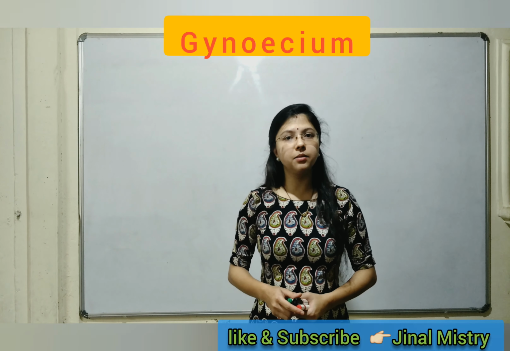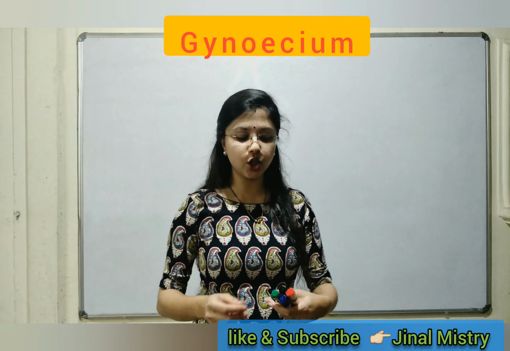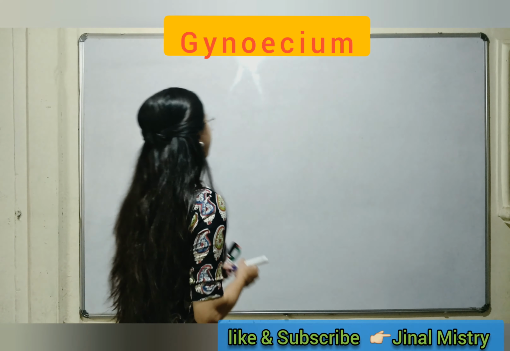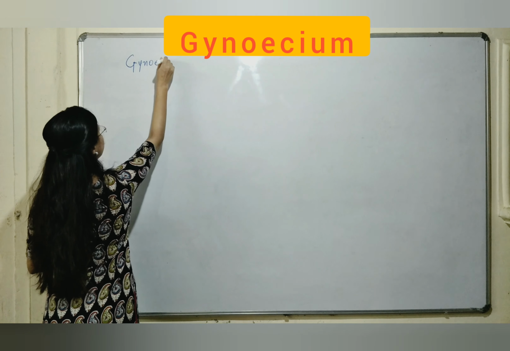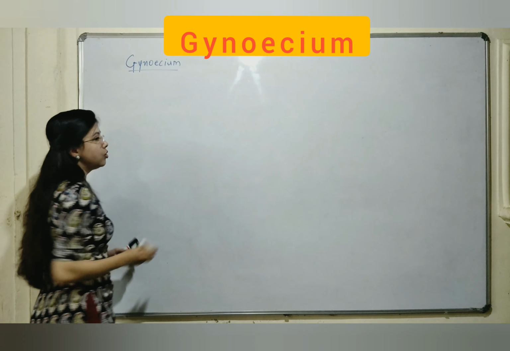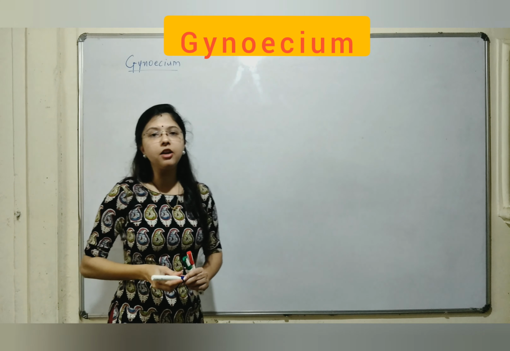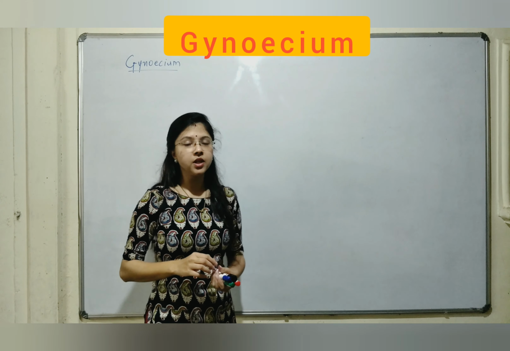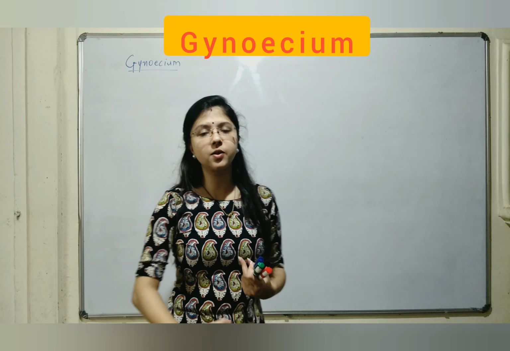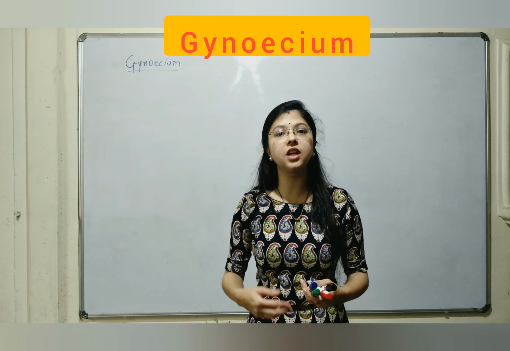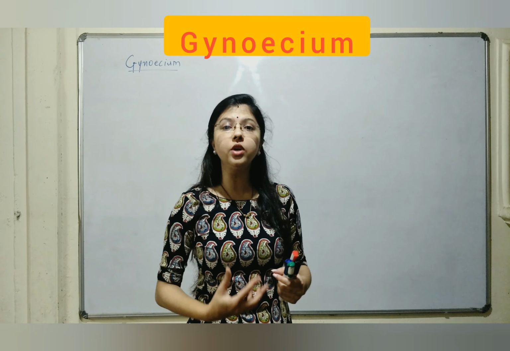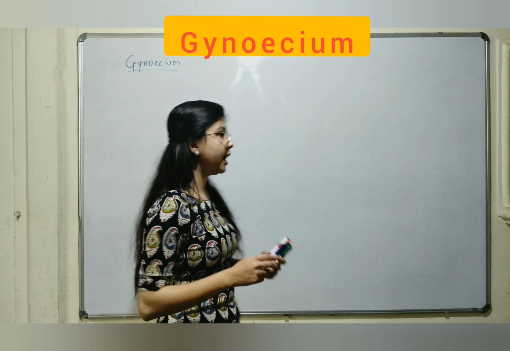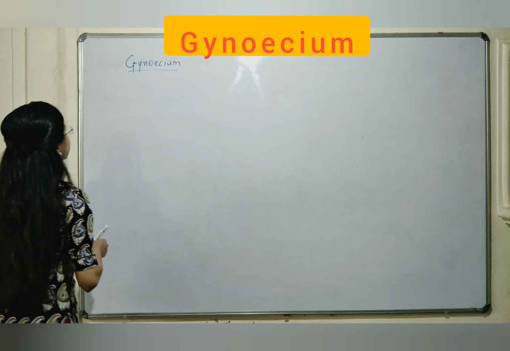Today we will be discussing the next topic of sexual reproduction in flowering plants, that is the gynoecium. As you all know, gynoecium is the female reproductive part of a flower. Now, the number of gynoecium units present in a flower can be one or it can be many. So depending upon the number of units of the gynoecium present, the gynoecium can be of two types.